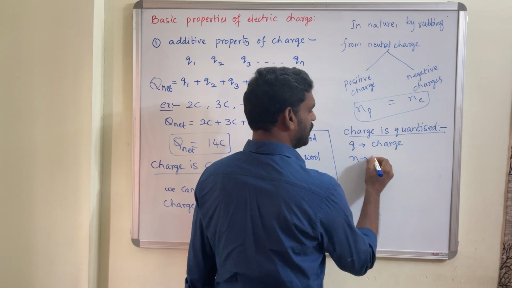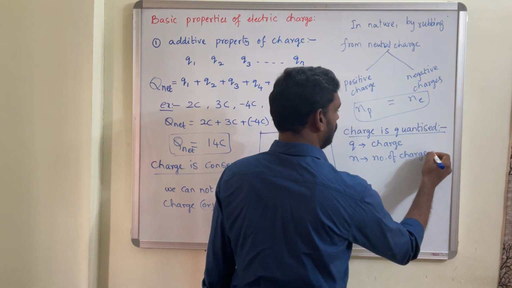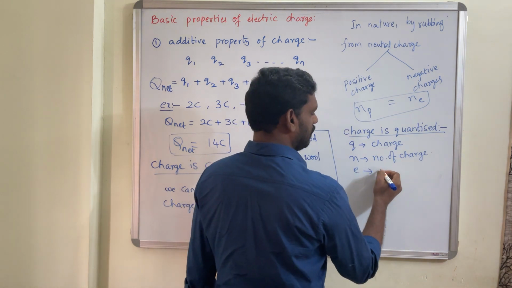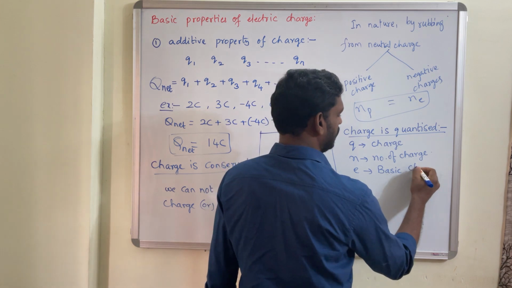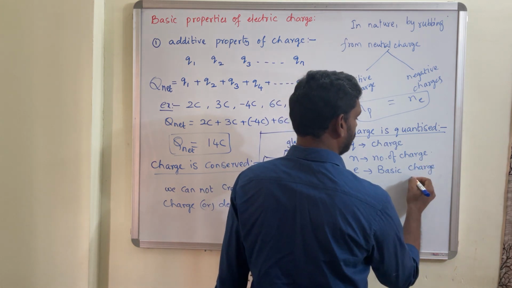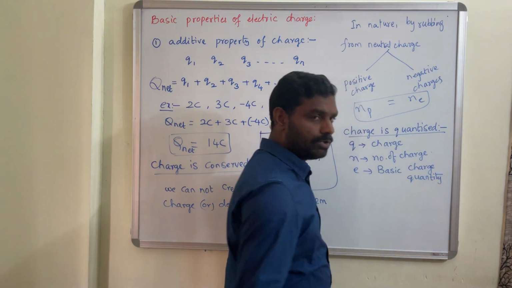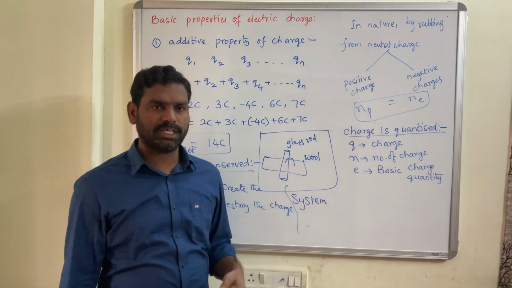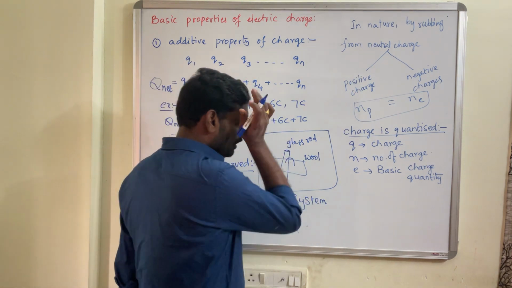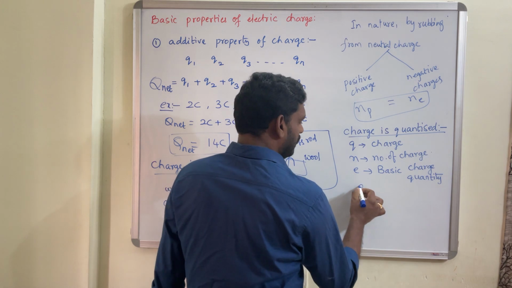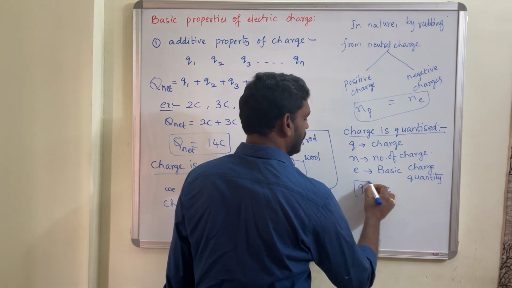N is the number of charges, and E is the basic charge quantity, the fundamental charge quantity, which is equal to the charge of the proton. The magnitude of E is equal to the charge of the proton or the charge of the electron. Okay, basic quantity. So now I can give charge Q is equal to n times the basic charge E.